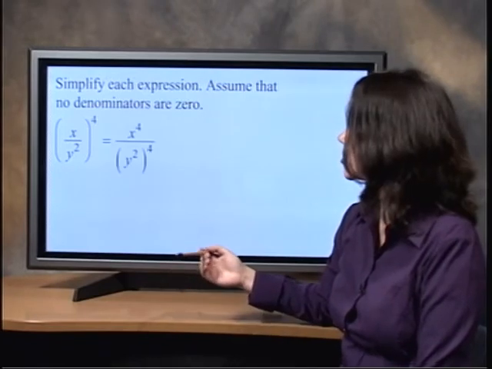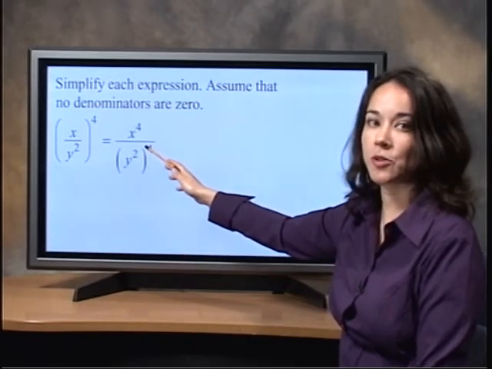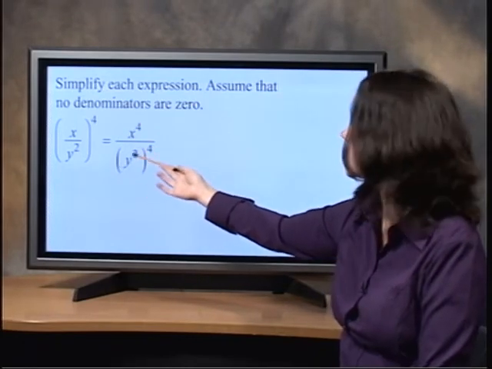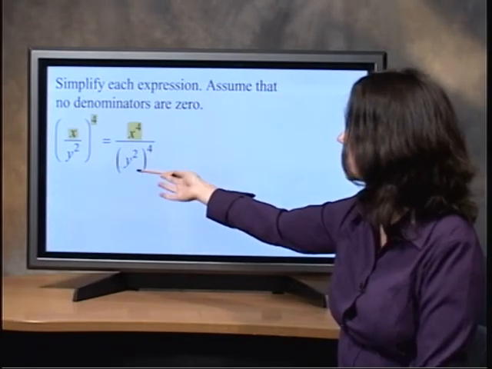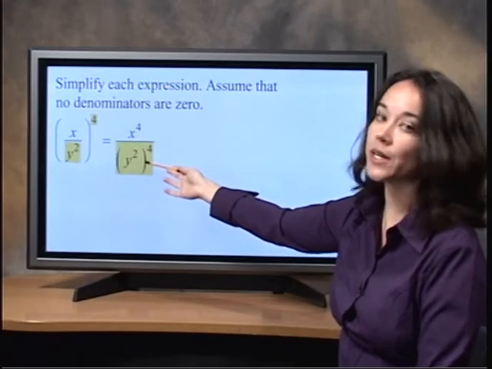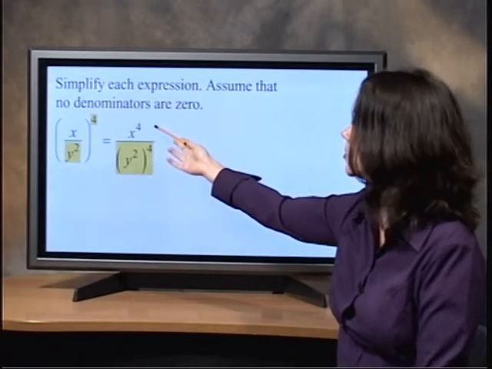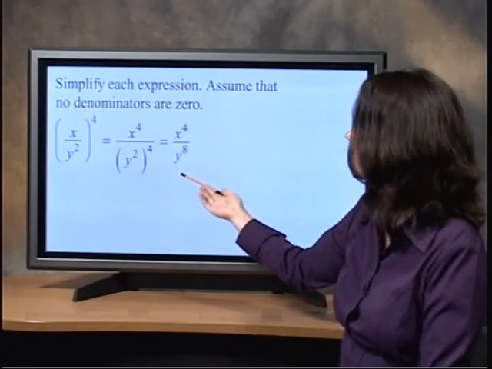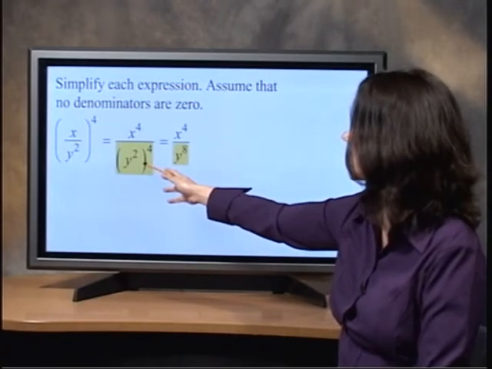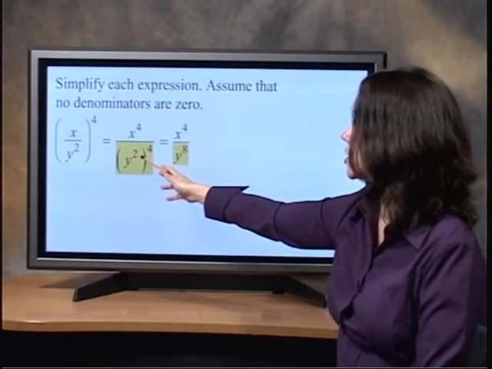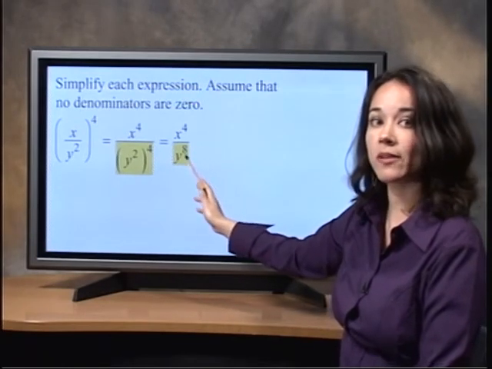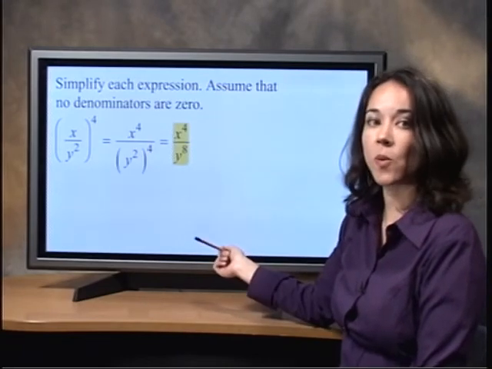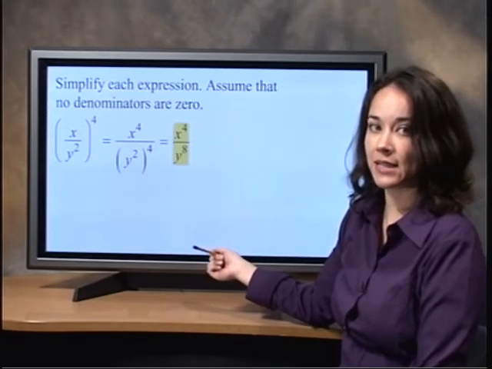We still want to distribute the 4 to all of the terms, except this time they're in the numerator and in the denominator. So we have x to the fourth divided by y squared raised to the fourth. So we distributed the 4 in both cases, and then we simplify like before. In the denominator, y squared raised to the fourth power, 2 times 4 is 8, so we have y to the 8th. So our result is x to the fourth divided by y to the 8th.